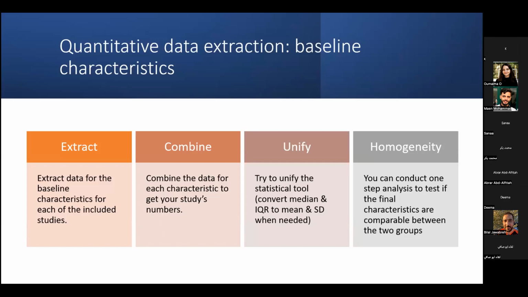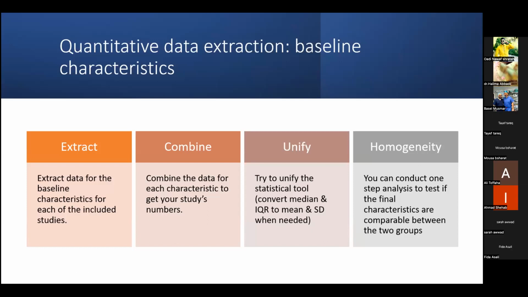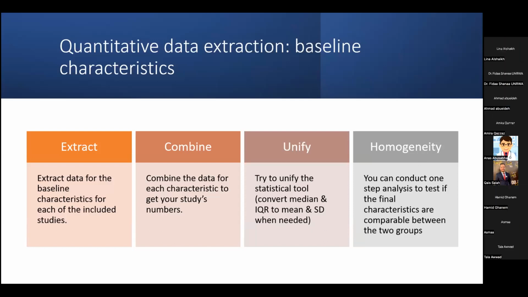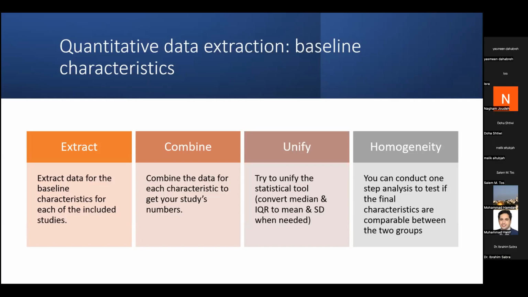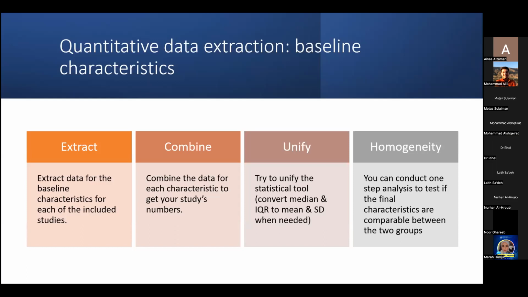And you can do an extra step, and actually I did this extra step in every single meta-analysis. I test the homogeneity of the included patients in terms of their baseline characteristics. Because for me, it's very important to test this because there could be differences in the baseline characteristics. They could actually introduce some bias or some confounders in your meta-analysis results.